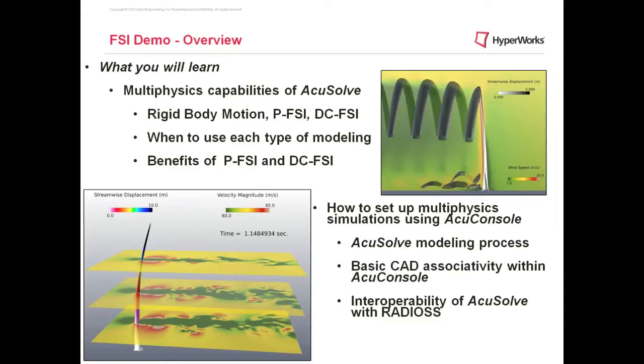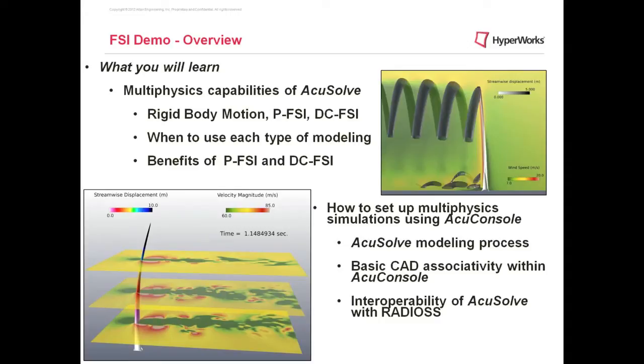The rigid body motion is, of course, a form of multiphysics, but we generally don't consider it to be fluid structure interaction. So what we're really going to focus on in this webinar is the fluid structure interaction side of things, which is the PFSI and DCFSI. In addition to that, we're going to learn a little bit about the hands-on exercises required to set up these types of simulations. So we're going to be using AcuConsole to set up our simulation, and we're going to look at some of the basic CAD associativity capabilities that we have within AcuConsole.